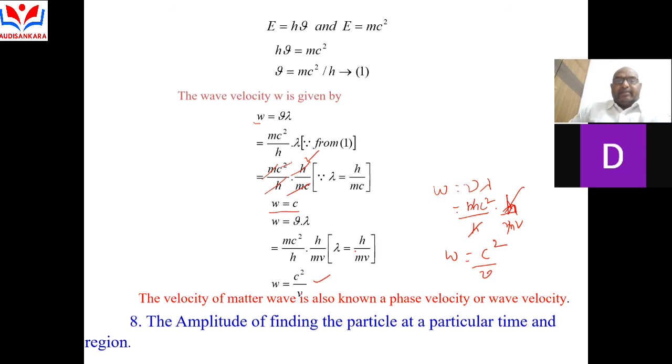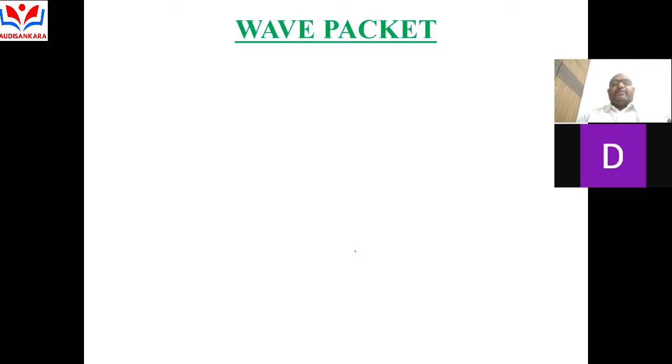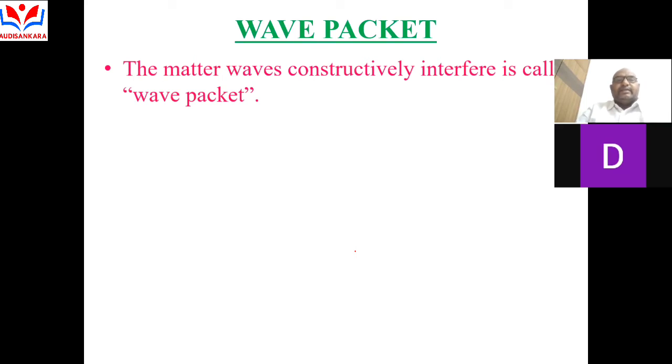So the amplitude of finding the particle at a particular time and region. So what is a wave packet? Wave packet is formed when matter waves constructively interfere. The wave packets are forming continuously from one place to another place. The wave packet is called a quantum.